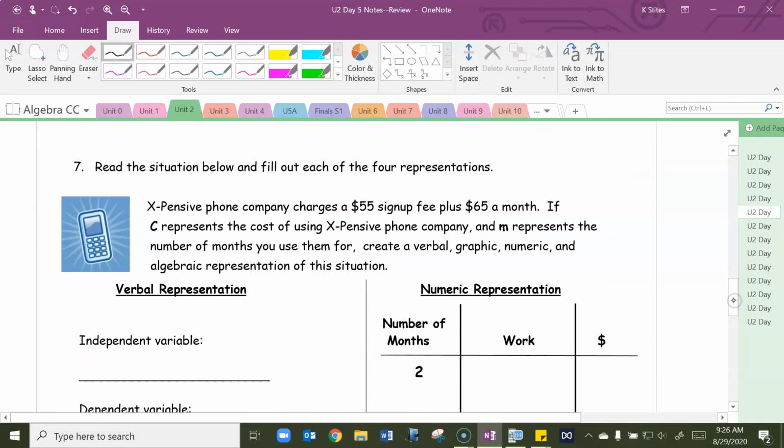We've got one more. We've got our multiple representation problem. So read the situation below and fill out each of the 4 representations. Expensive phone company charges a $55 sign-up fee plus $65 a month. If C represents the cost of using expensive phone company and M represents the number of months you use them for, create a verbal, graphic, numeric, and algebraic representation of this situation.